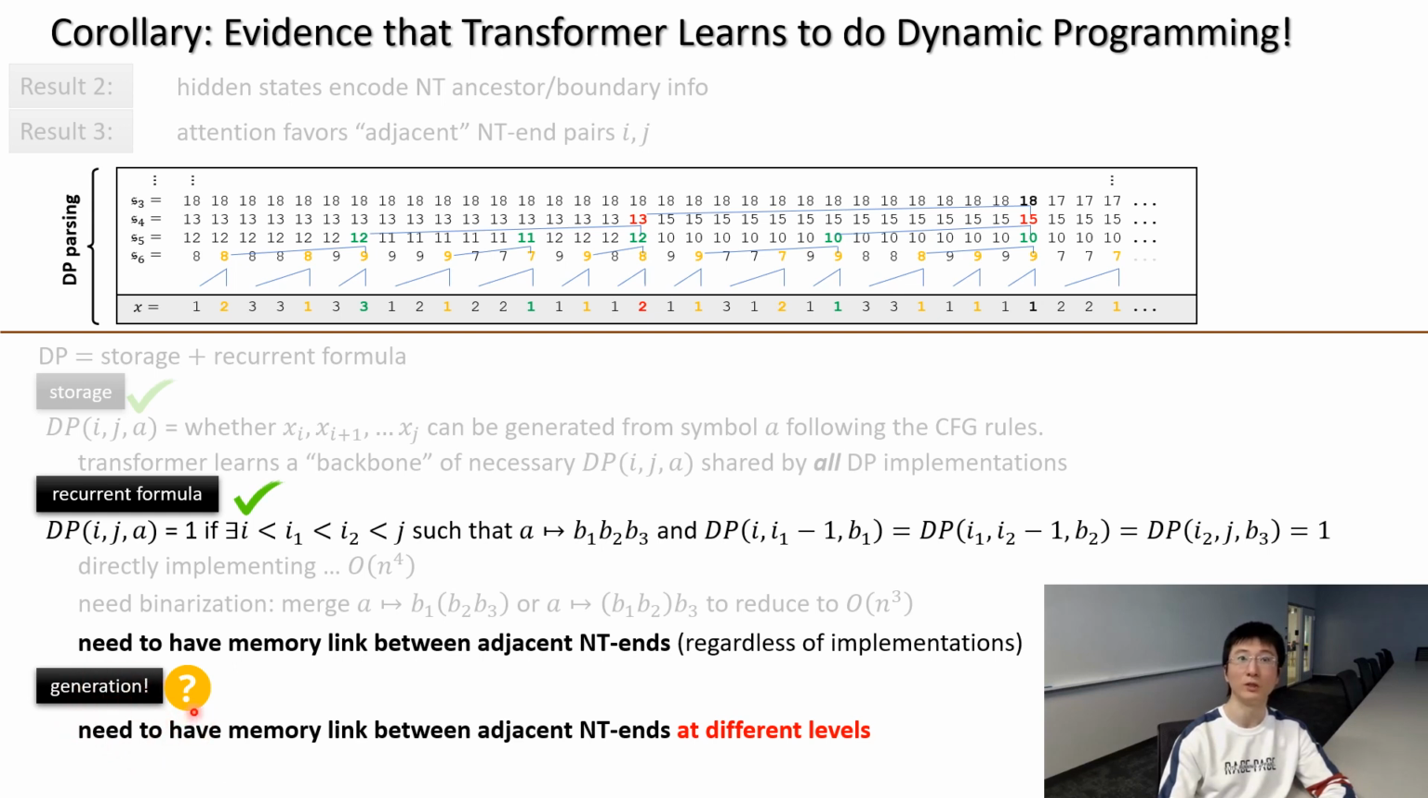And indeed, we just checked on the previous slide, in result 3, that the attention not only favors the NT-ends at the same level, but also the NT-ends at different levels. And this is how we also verified that the generation process of the CFGs also follows this pattern of dynamic programming. So that concludes the main body of the talk. Okay, so let me now show you some extensions.